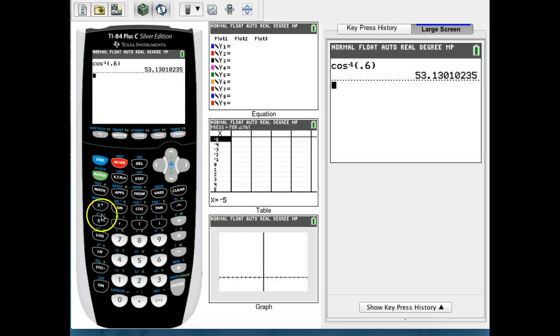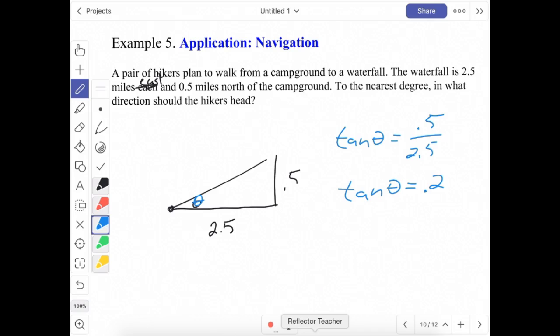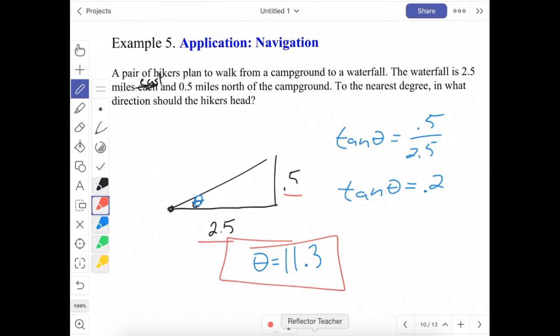So I'm going to go back to our calculator. We're going to hit second tangent, 0.2 or 2/10. That's going to give us 11.3 degrees. So again, I figured out what my trig relationship would be between those two values, and then you take the inverse trig function in order to find the angle. So 11.3 degrees.